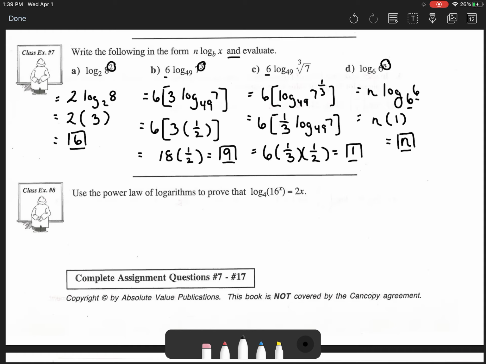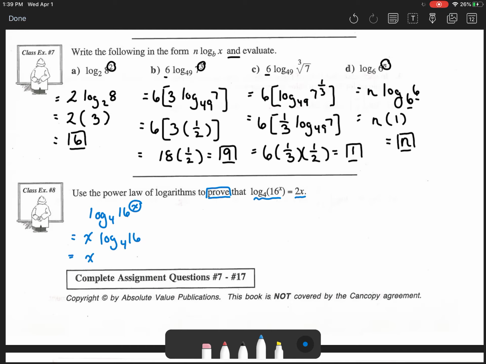Okay, good. Last question. In the last question, they're just saying use the power law to prove. When they use the word prove, they mean basically show that what they've given you on the left-hand side of the equation can end up looking like what's on the right-hand side of the equation. So I will start by just writing down log base 4 of 16 to the exponent of x. Now, using my power law, I'm going to take that exponent of x and move it down in front of the logarithm. So x log base 4 of 16.